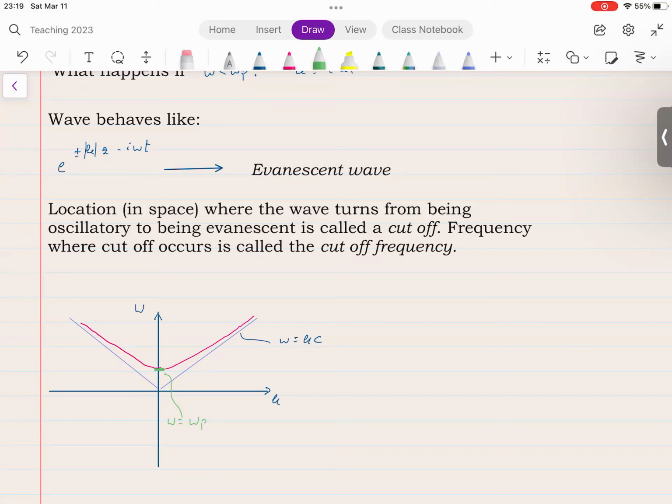So what is happening here, if I have a wave that's coming in from some region and meets a plasma with plasma frequency that is higher than the frequency of the wave, it gets reflected. It cannot travel inside this region, therefore it just bounces back.